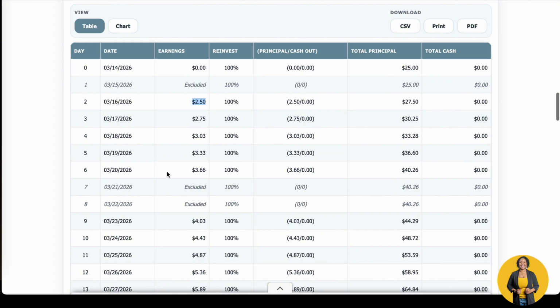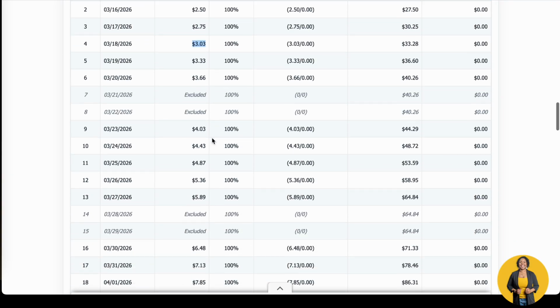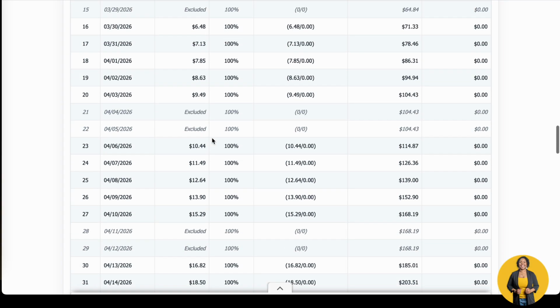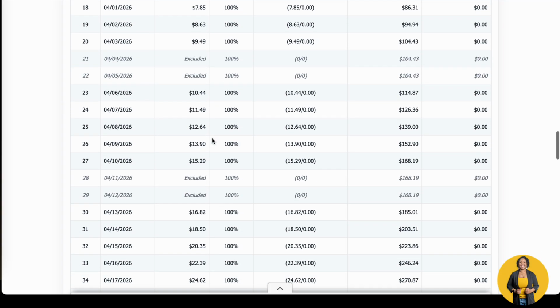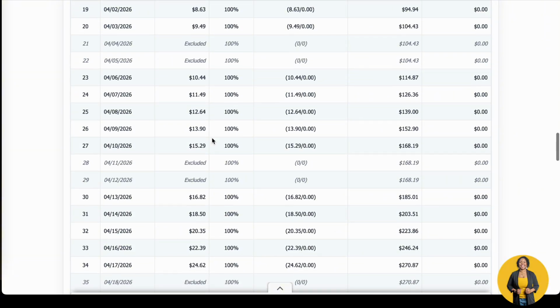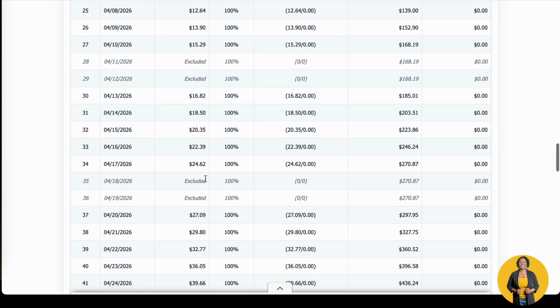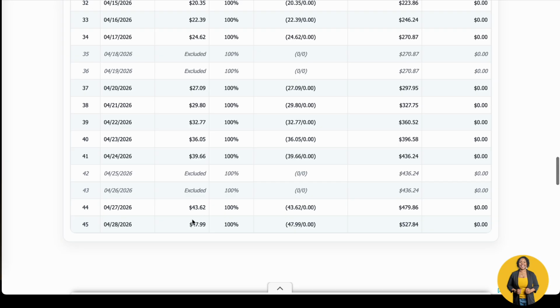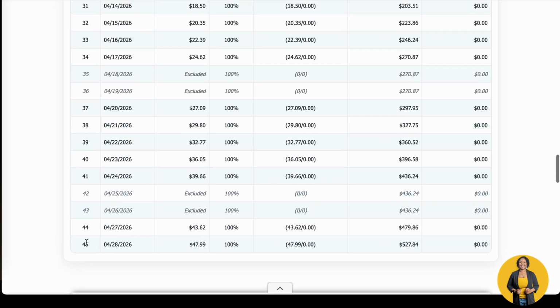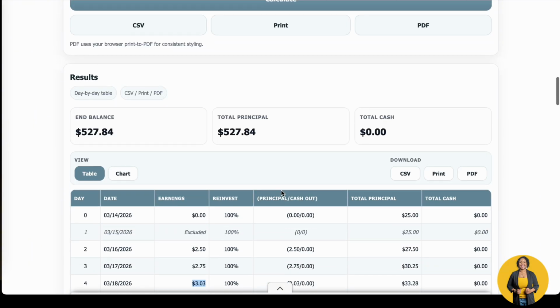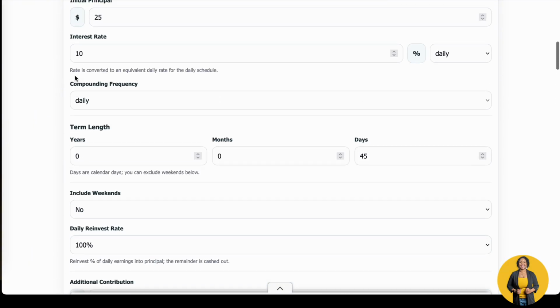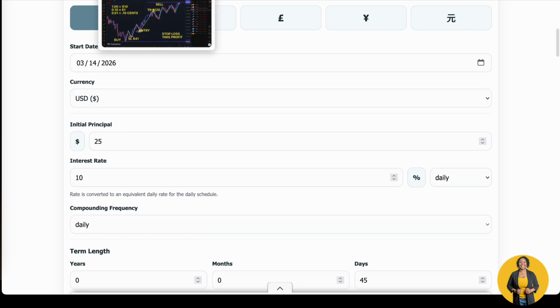10% is $2.50 on day one. It's $2.75 on day two. It's $3.03 on day three, right? And all the way down, you get to see every single day. This is going to show you what you should be making every single day, right? $25, $27. The highest you're going to have to make is $47. $47 on the 45th day, and that should close your account out at $527. All you did was start this account with $25. That's how simple this is.